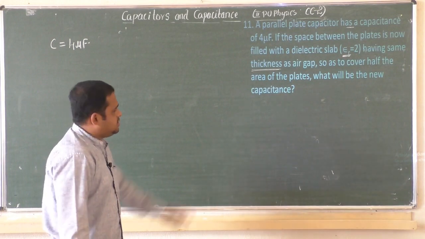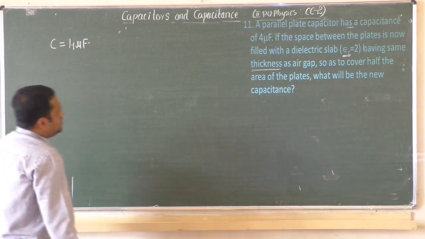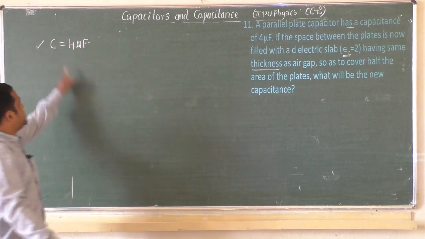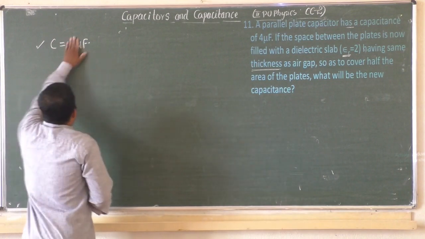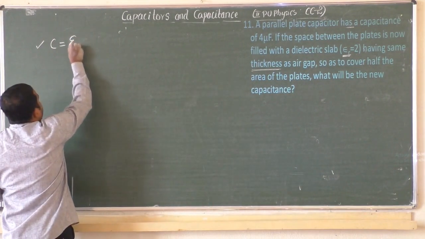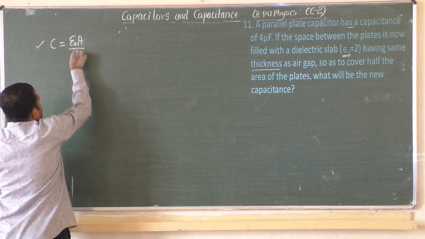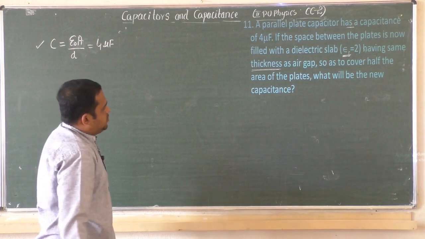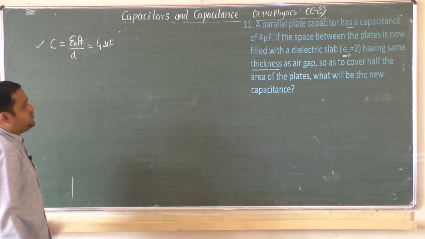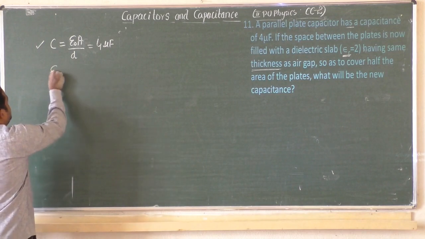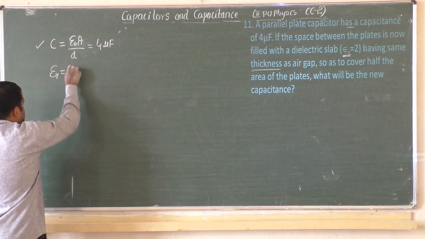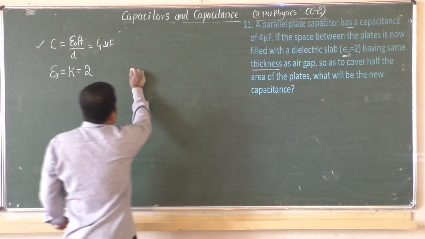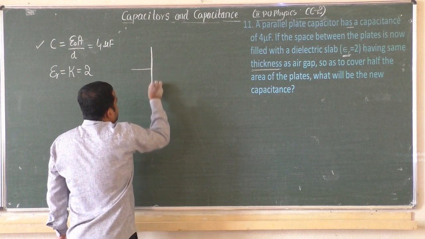Try to understand the things given in the problem. Capacitance when air is used as dielectric between the plates of capacitor is 4 microfarad. Now I'll write the expression here. C is given by, for air filled capacitor, epsilon naught A divided by D is equal to 4 microfarad. Now space between the plates of capacitor is filled with the dielectric slab of epsilon r, that is relative permittivity, nothing but dielectric constant, equal to 2. So that, let us try to write the diagram.